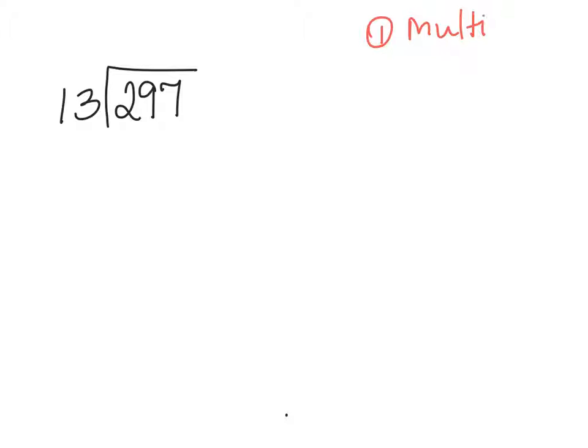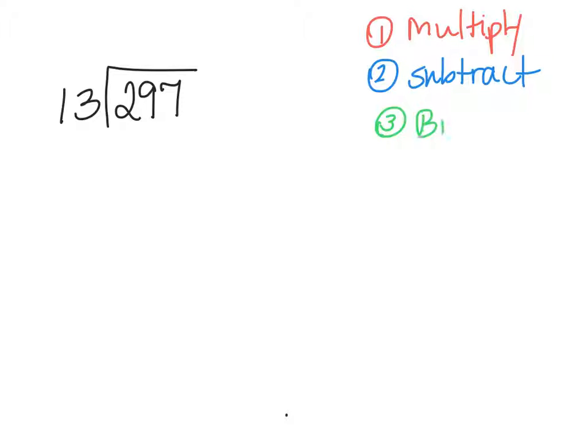Okay, let's try another problem. Let's say we'll do 297 divided by 13. Alright, and remember your rules. We've got, first one is to multiply. Second is to subtract. Then we've got bring down. And then we've got repeat if necessary.